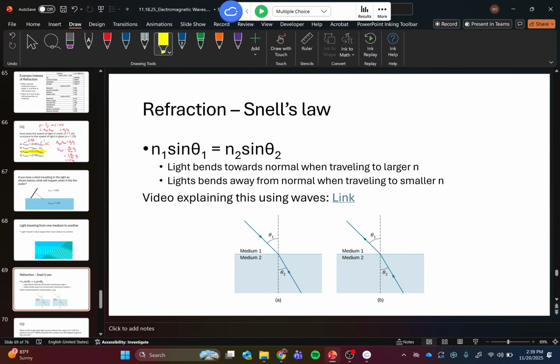Both of these angles are measured with respect to the normal, that dotted line, the area vector. So theta 1 is where I start, theta 2 is where I end. Beginning equals end. So there you go, light bends. This is very, very important for us.